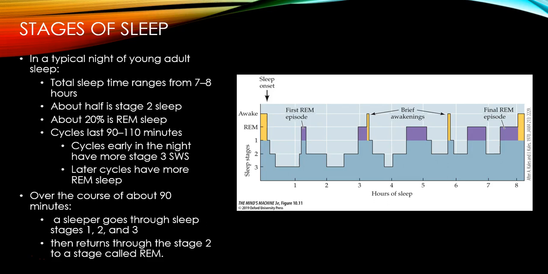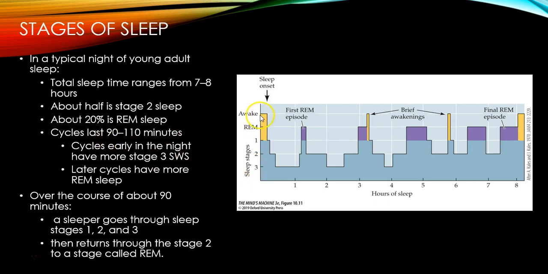And so in a typical night, we go through sleep cycles. For a young adult, sleep time ranges from 7 to 8 hours. About half the sleep is stage 2. About 20% is REM sleep, and I'm going to talk about REM sleep in 1 second. That's this purple part. And the cycles last for about 90 minutes.